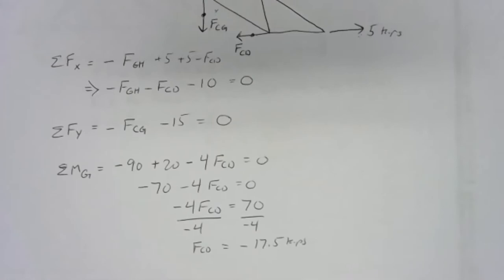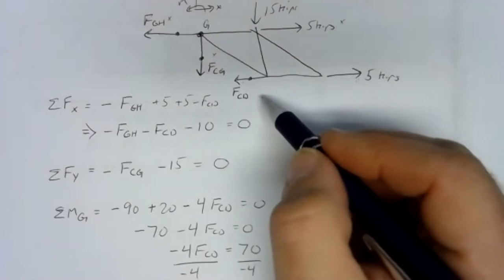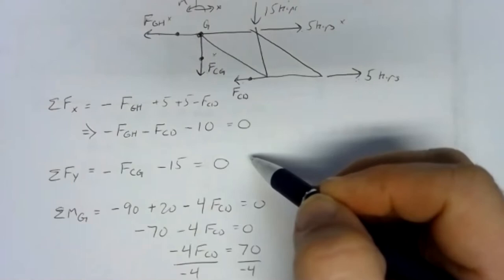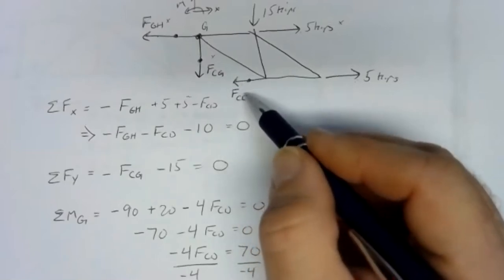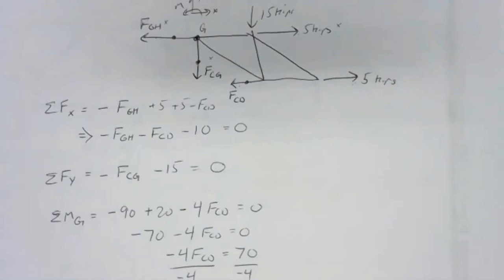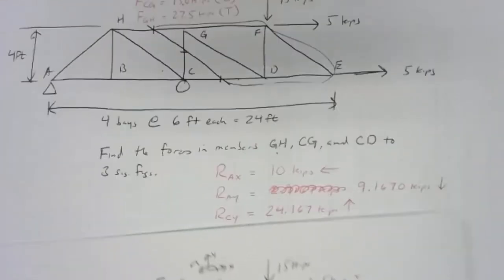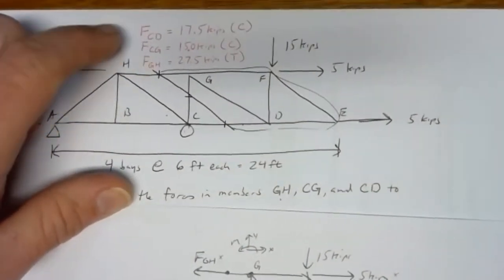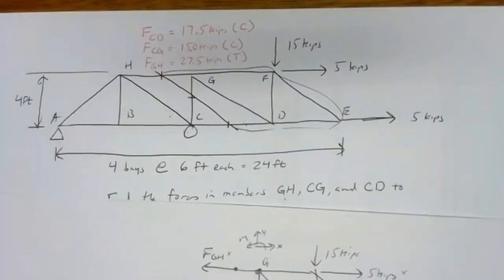Because it came out negative, that means our assumption was wrong. We assumed that the part of the truss we cut away pulled on member CD, putting that member into tension. But we now find that that assumption was wrong. The opposite of tension is compression, so member CD carries a load of 17.5 kips in compression. That's what's stated up here in our answer: member CD carries 17.5 kips with the parenthetical C, which means compression.